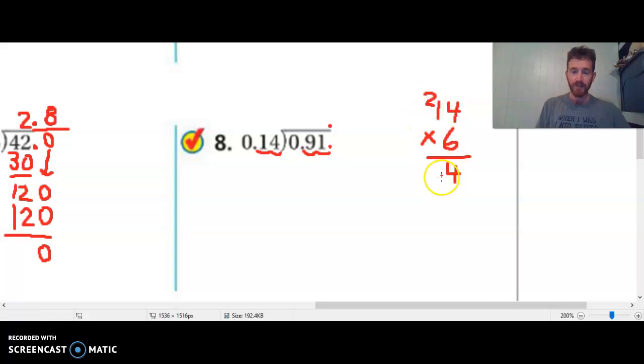6 times 1 is 6, 2 more is 84. That's pretty close. Okay, so that's about the closest we can get. Now again, make sure that when we look at the 91, the number we're trying to take out of, we put our answer of 6 above the 1. As long as we remember to do that, everything else will work out nice and neat for us, okay? And we'll do 91 minus 84.